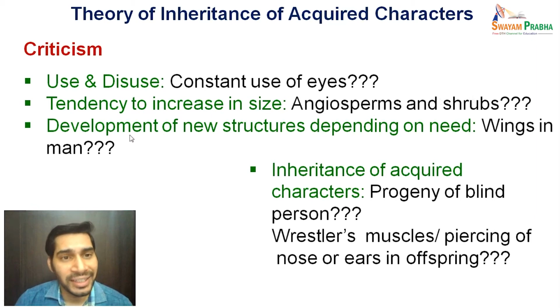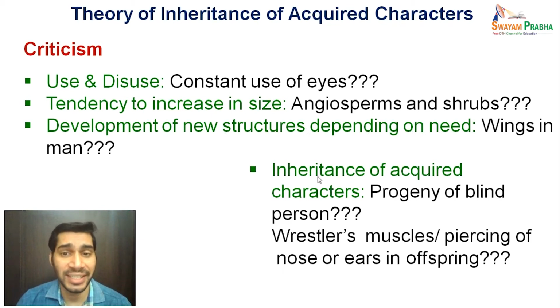Then there is another criticism where he has talked about development of new structures depending on the need. Depending on our need, we do not develop the structures. Had it been so, the human beings, who do have a long desire to get wings, would have got the wings, which is not the case. So the new structures or functions are not acquired depending on our needs.